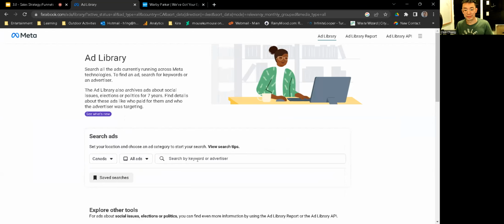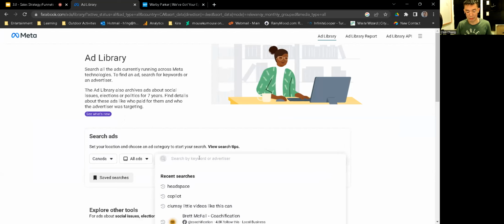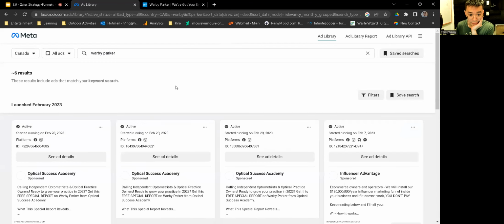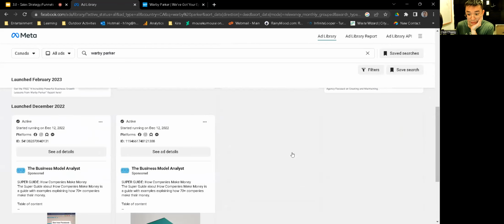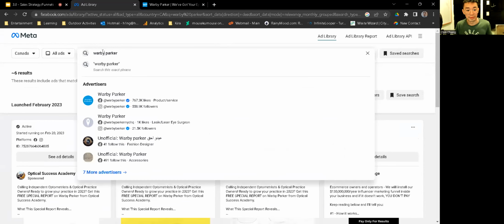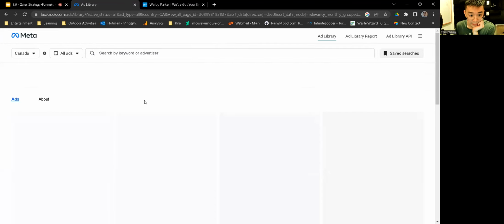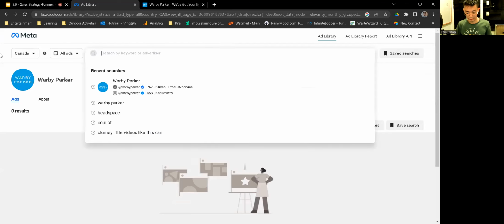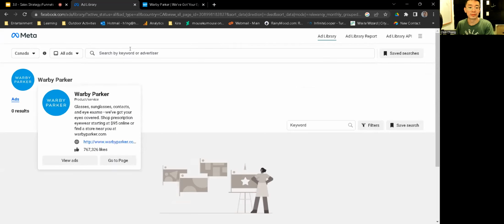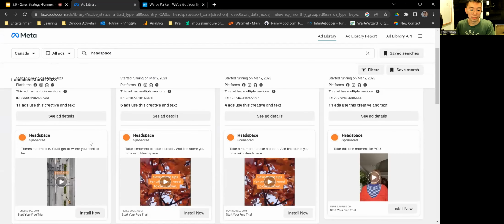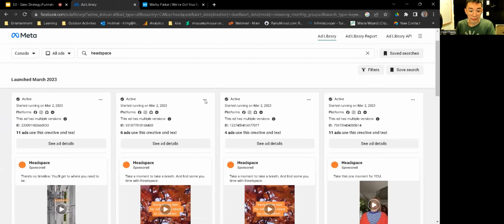Let's say all ads here, but let's say Warby Parker. Here, you can see the ads that they run. You can even dive in and see, let me see, Warby Parker, the company. Oh, it looks like they don't run any Facebook ads. But say Hitspace. So Hitspace, the app, you can see who they're advertising to.